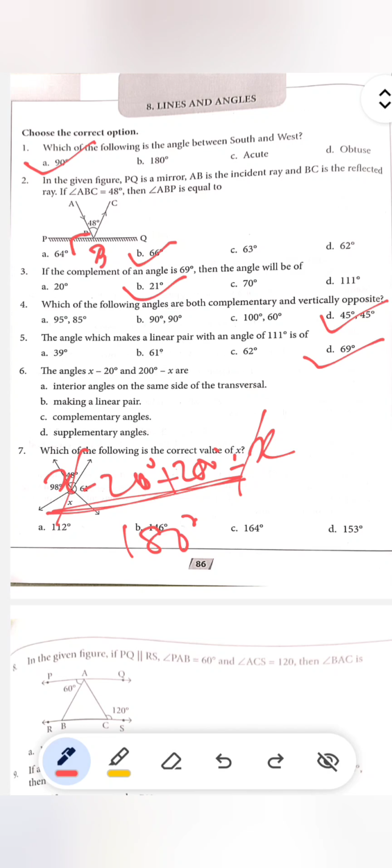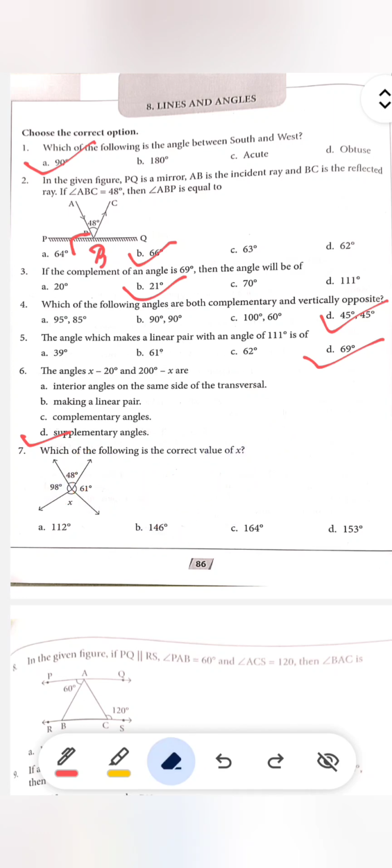Okay. Interior angles on the same side of the transversal? Yes, it may be, but no statement is given regarding this. Making a linear pair, maybe, but it has not been mentioned that they are adjacent to each other. Complementary angle? No. Supplementary angle? Yes. These two are supplementary angles. Why is this option applicable? Because their sum is equal to 180 degrees, and regarding that we know only this information. Whether they are adjacent or not, we don't know. Okay, so here is the answer.